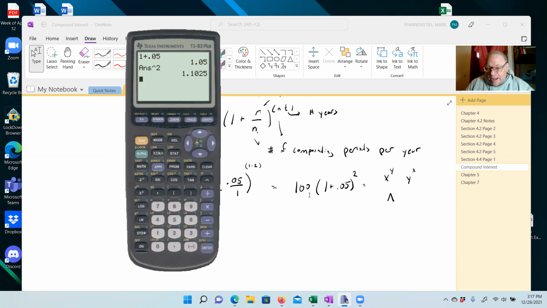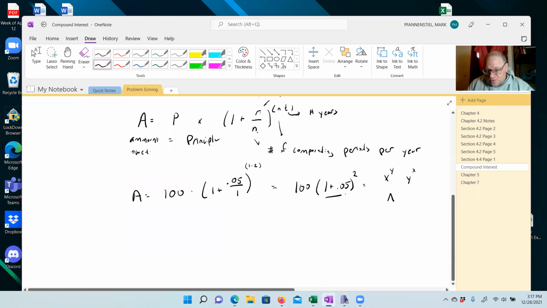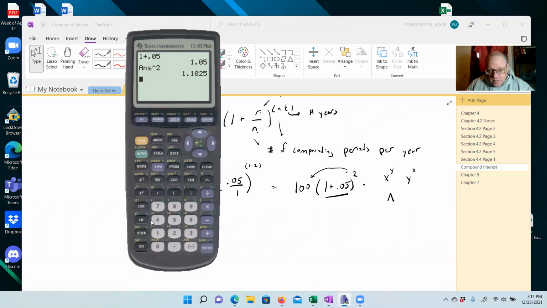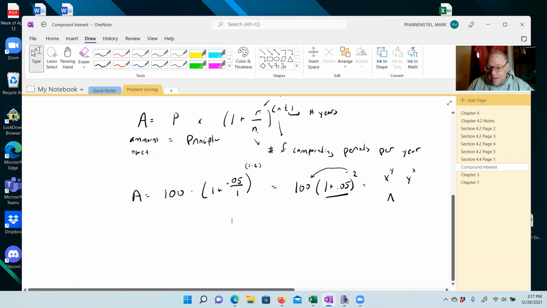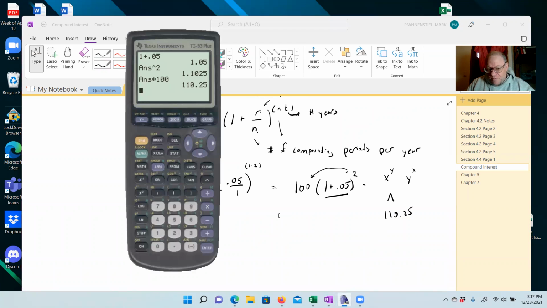And then multiply it by, because we're not done yet. We did the inside, we did this part. So this was first, this was second. So we went from this to this, and then we're going to go to that. And then we're going to say times 100. If you don't have a fancier calculator, you're pretty much going to have to do it that way. This is 110.25.